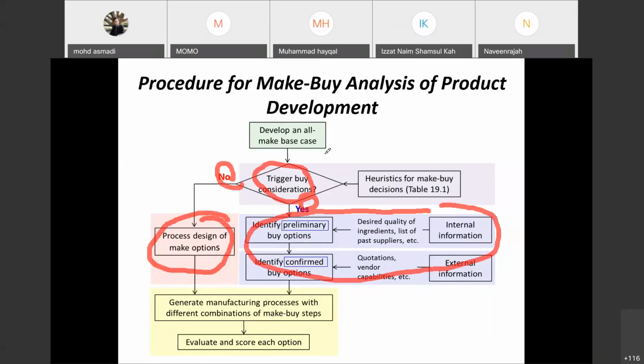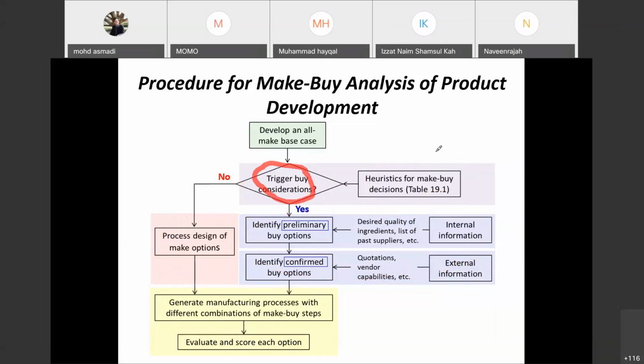So for this trigger by consideration, we have to consider the heuristics for the make and buy decision. You have to refer to Table 19.1.